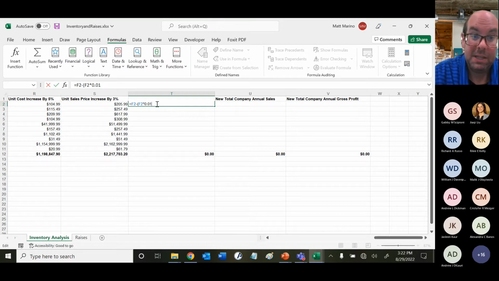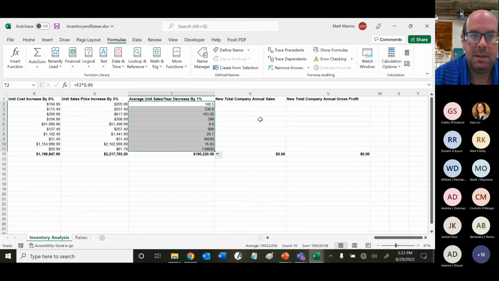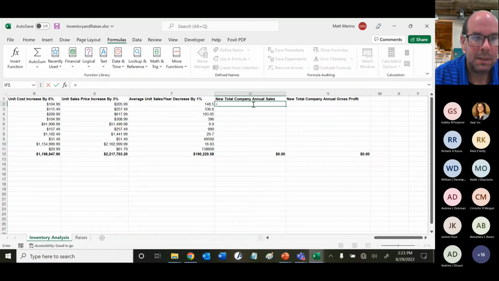But like I showed you with the other examples, it's easier to just keep it as a simple formula and do it F2 times 0.99, which is our 1% decrease. We autofill all of them down, and it calculates the other 9 for us. So our last 2 are pretty simple. We're asked to calculate the new total company annual sales, which is our S column times our T column.